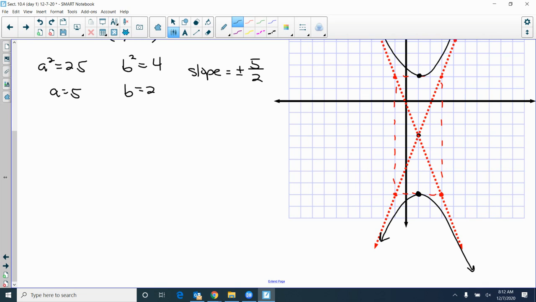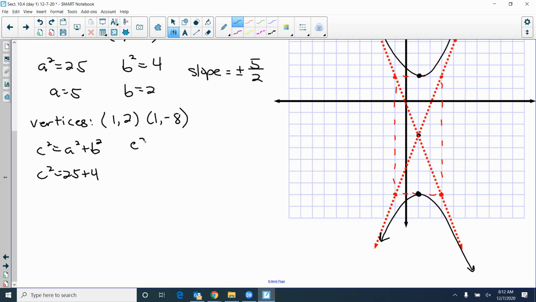And now that means my vertices are those 2 points, which are 1, +2, and then 1, -8. And now to get the foci, c squared equals a squared plus b squared. C squared equals 25 plus 4. C squared equals 29. C equals square root of 29. So that's going to be a little bit more than 5.